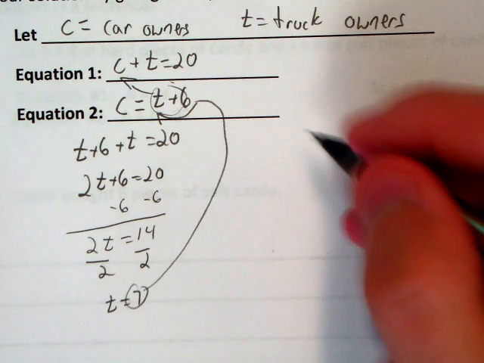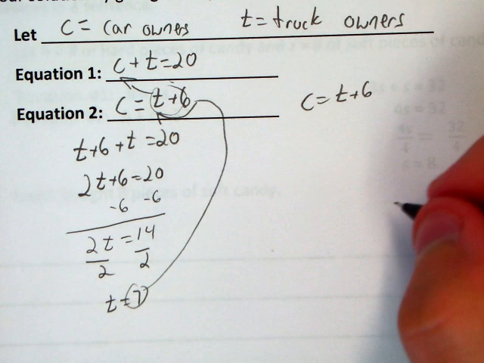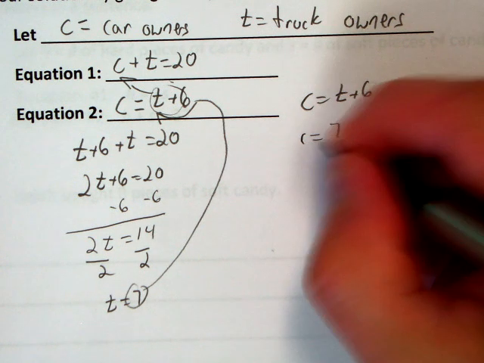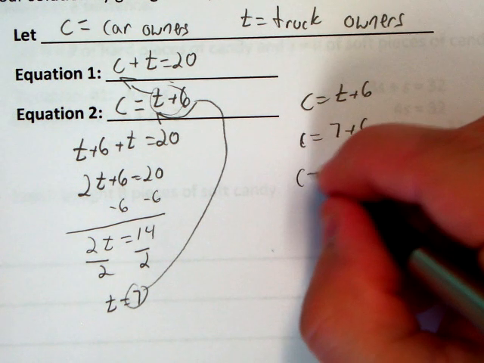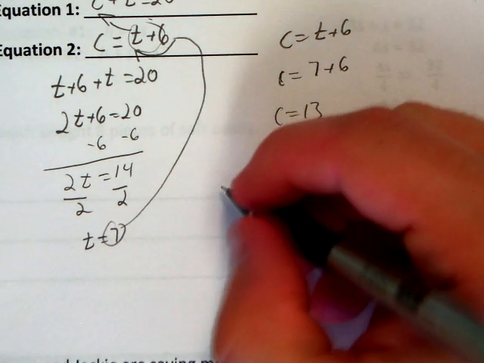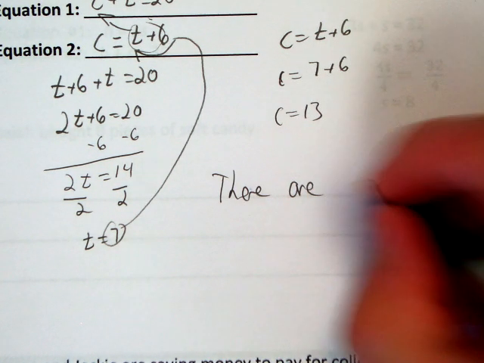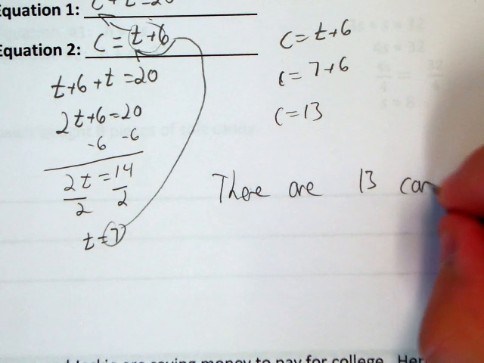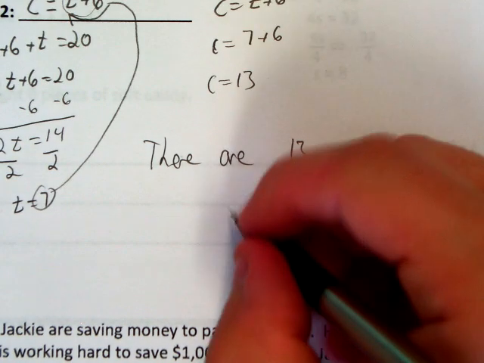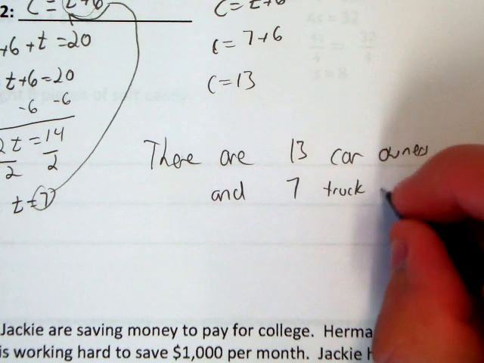I can then substitute that right here. So I have c equals t plus 6. T is 7, however, so I now have c equals 7 plus 6, and 7 plus 6 is 13. This means that there are 13 car owners and 7 truck owners.